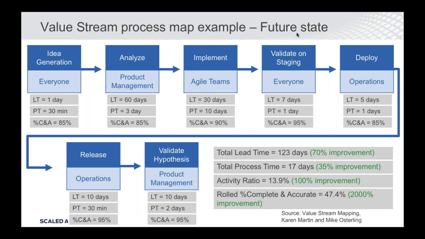So this is our new flow of value. So if we had that deployment that was 90 days to 5 days, it's actually going to go from 5 days to 1 day, and that 50% complete and accurate is going to go up to 85% complete and accurate. So we identified this is where I want to go.